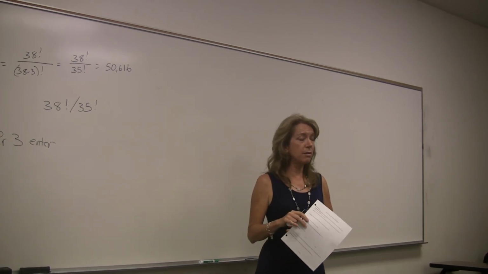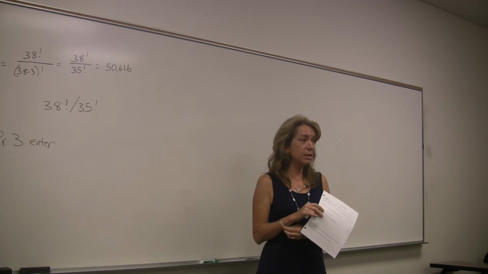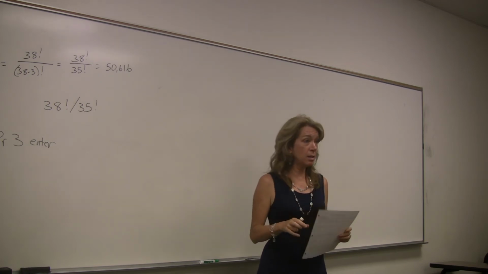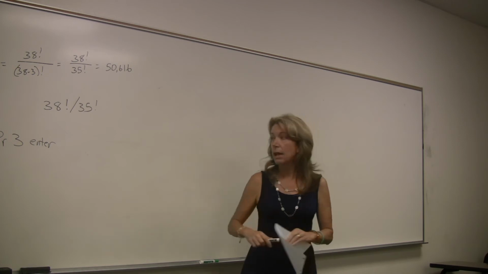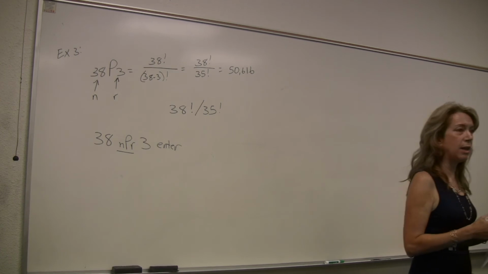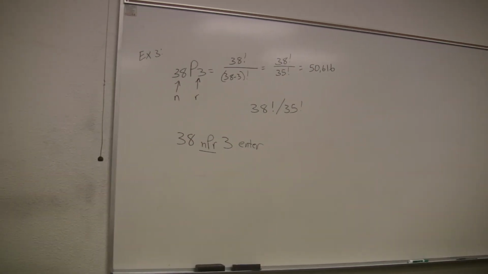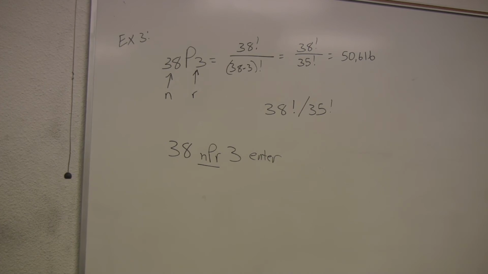Ask me a question, Kevin. I hear you muttering to yourself back there. Must be a question. What's the question? I'm trying to put it in my calculator. First you type the 38, then you go into math and probability and find this NPR button, number 2, and then you hit 3 and then enter. So that would be like the answer that we would get right here. Yeah, okay, that's the same answer. Okay, that's what I'm saying.